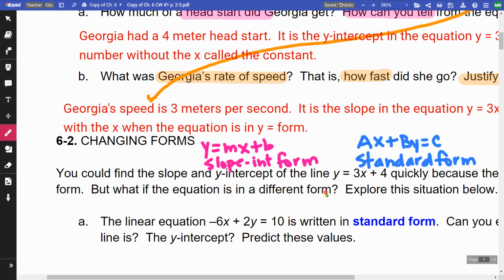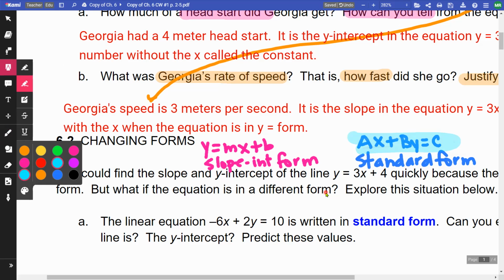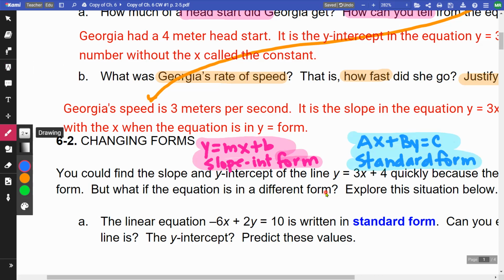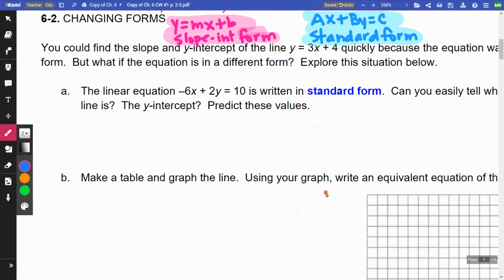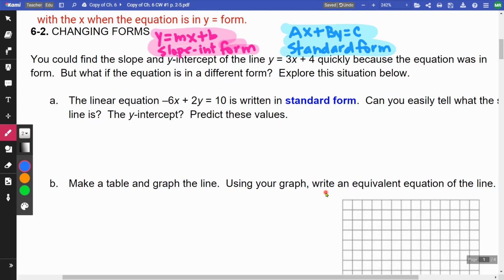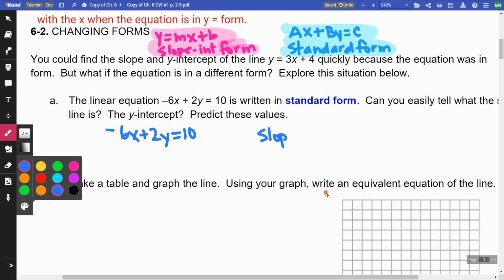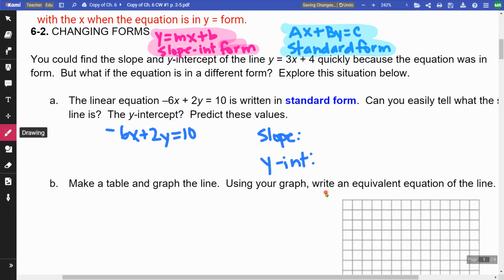So again, we have, let me just highlight it. This one is standard form, and this one is slope-intercept form. Okay, so what you want to do is make a prediction using this equation here, -6x + 2y = 10. And you want to tell me what you predict the slope is and what you predict the y-intercept is. So you're going to want to pause this and give me your answers.